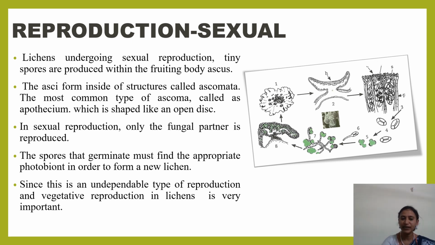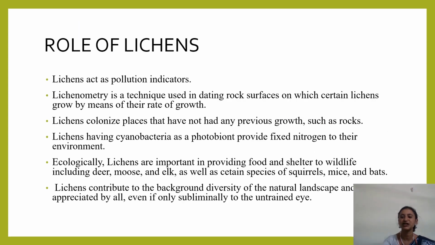The spore that germinates must find the appropriate photobiont in order to form a new lichen. So the role of the mycobiont is greater in sexual reproduction when compared to asexual reproduction. Since this is an undependable type of reproduction, vegetative reproduction of lichen is very important. Hopefully we understood what reproduction is, the types of reproduction, the role of fragmentation, the specialized structures such as isidia and soredia, sexual reproduction, and the role of the mycobiont in finding its photobiont.